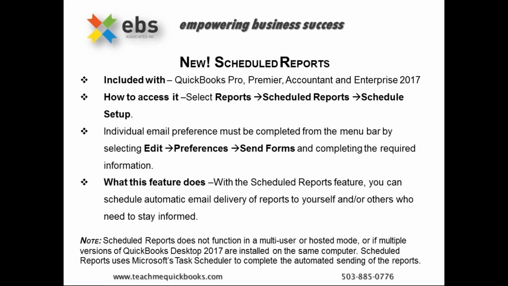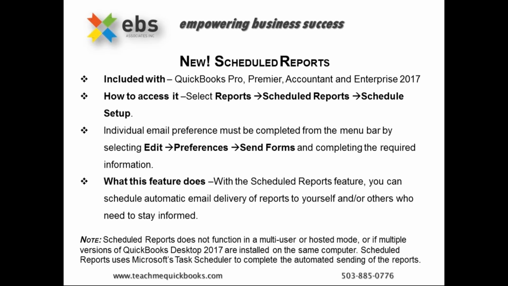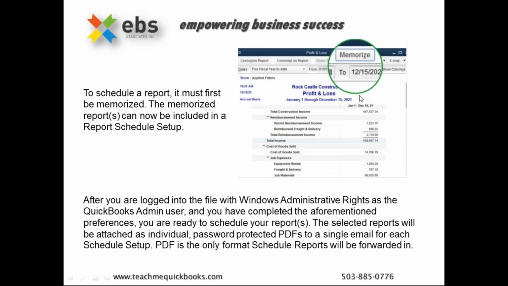When you schedule this report, the very first thing you have to do is memorize it, which most of us are familiar with doing. But if you're not, we have a little sample here where you click on the Memorize button when you have a report pulled up. Then once you're logged into the file with Windows administrative rights as the QuickBooks admin user, you have to complete all of the preferences that we talked about, and then you can do a schedule.